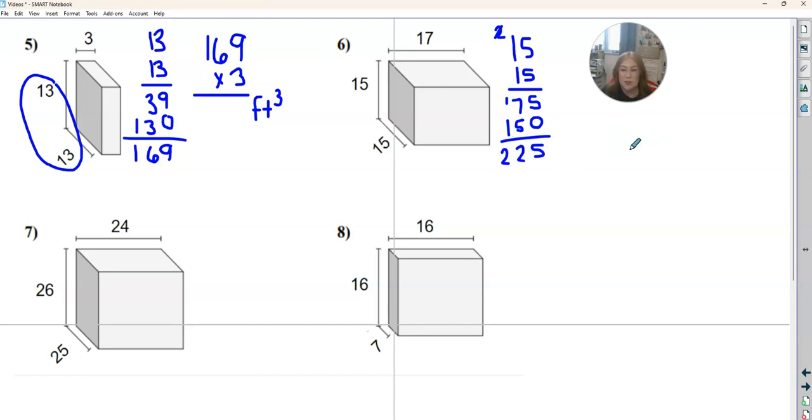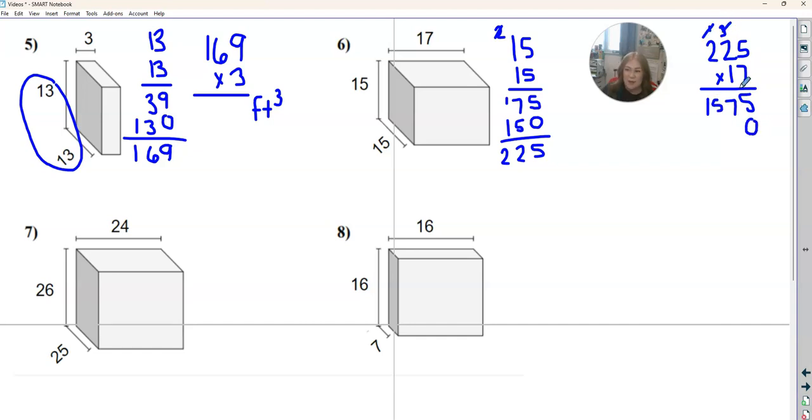So now we need to do 225. And we need to times that by 17 here. So 7 times 5 is 35. 7 times 2 is 14, plus 1 is 15. So we're done with those.